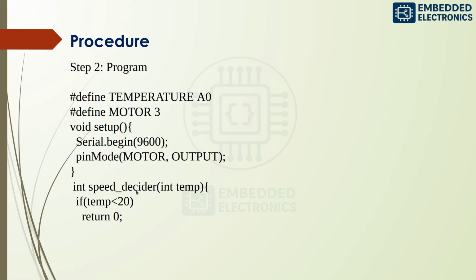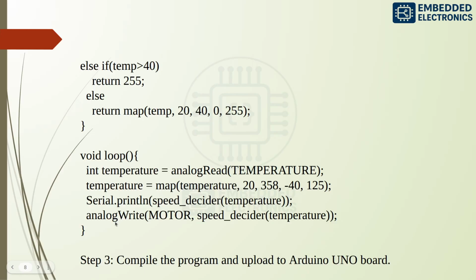And here we have the speed decider. This is a function that determines the appropriate motor speed based on the temperature. If the temperature is below 20 degrees Celsius, then it will return 0, meaning the fan is off. And if it is above 40 degrees Celsius, then it returns 255, which is the maximum duty cycle. PWM duty cycle of 255 means full speed.